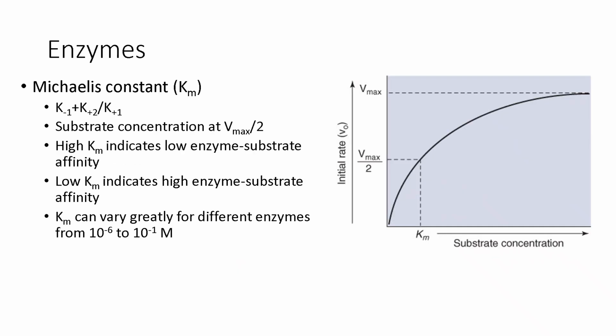The Michaelis constant, Km, is a measure of an enzyme's affinity for its substrate. It is defined as the substrate concentration at which the reaction rate is half of Vmax. A low Km indicates high affinity. A high Km indicates low affinity. Km values vary significantly across enzymes and can help characterize enzyme behavior.